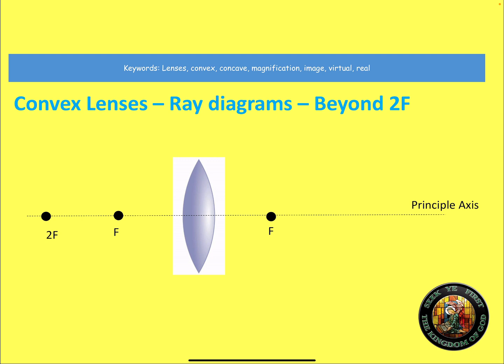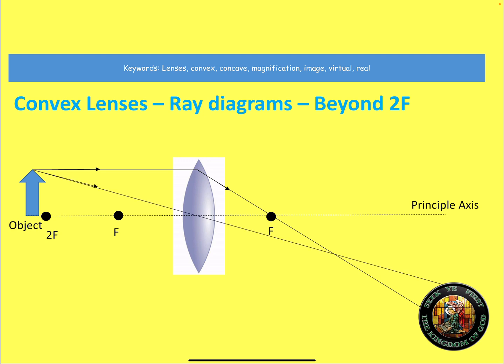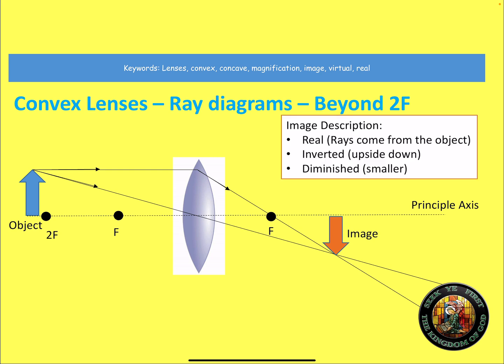Now we can have 2F. If the object is beyond 2F, let's have a look at the image. So we follow the same rules. And then a second line from the top of the object through the lens, and you can see where the 2 lines meet. And this time, you can see the image is there. The image is still real. It's still upside down, but this time it's smaller, so it's diminished.